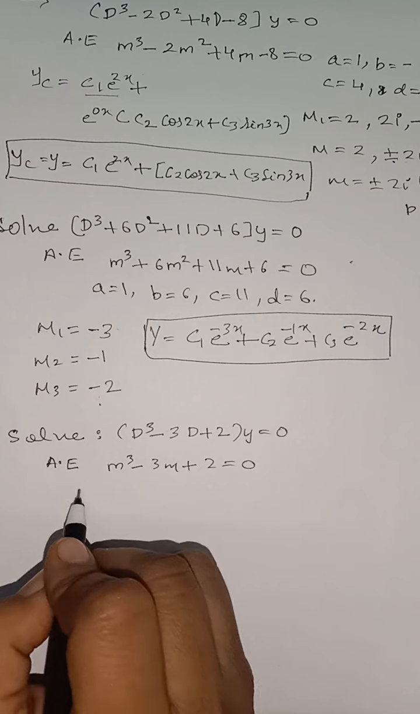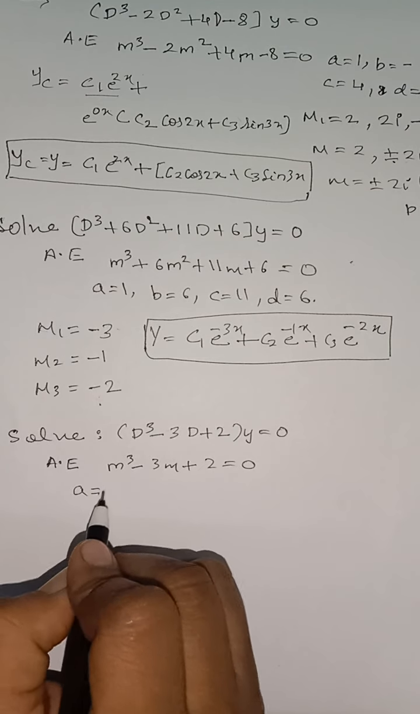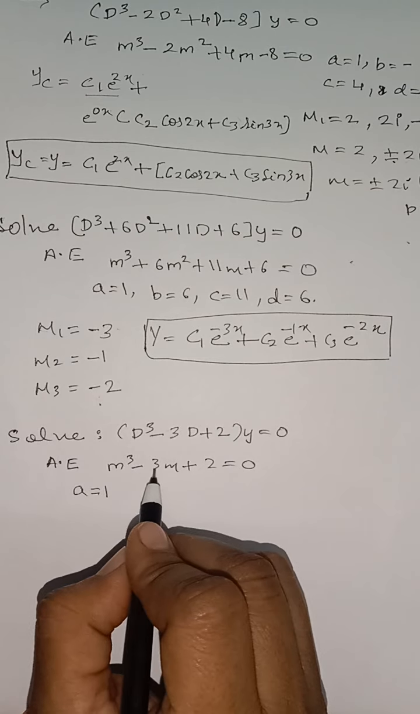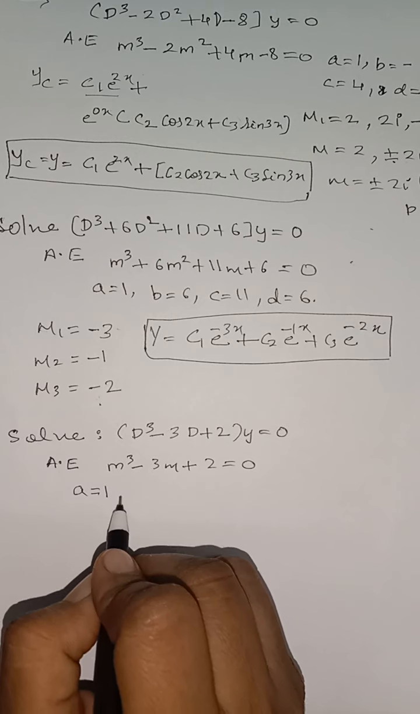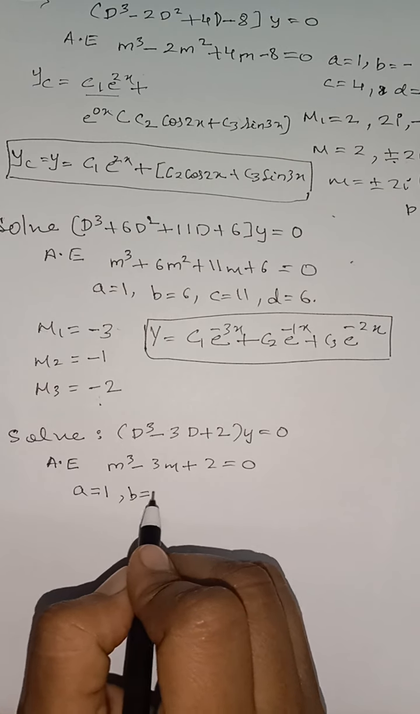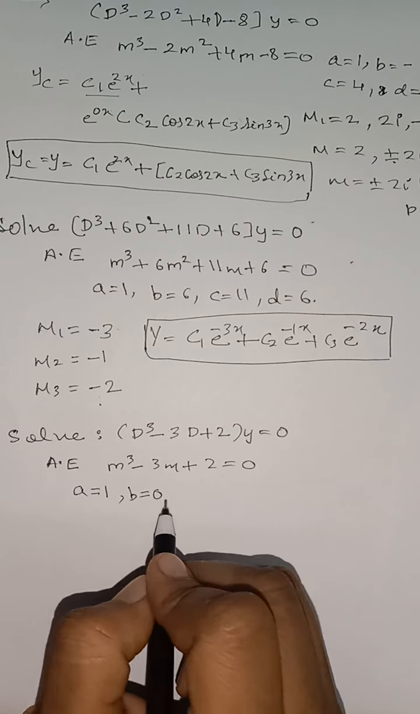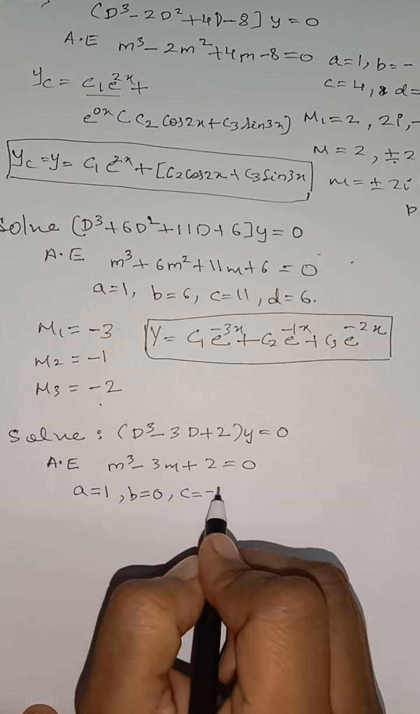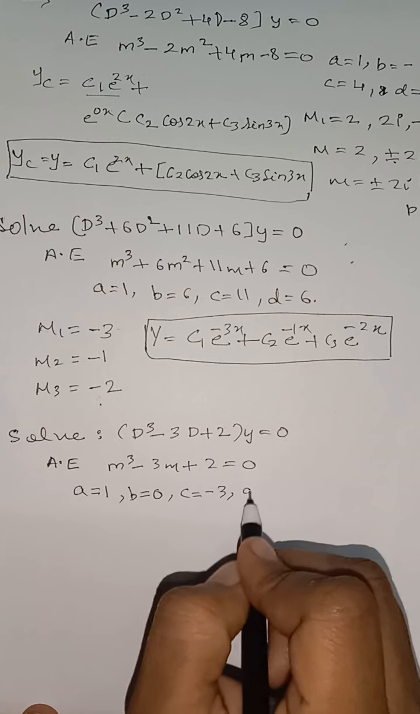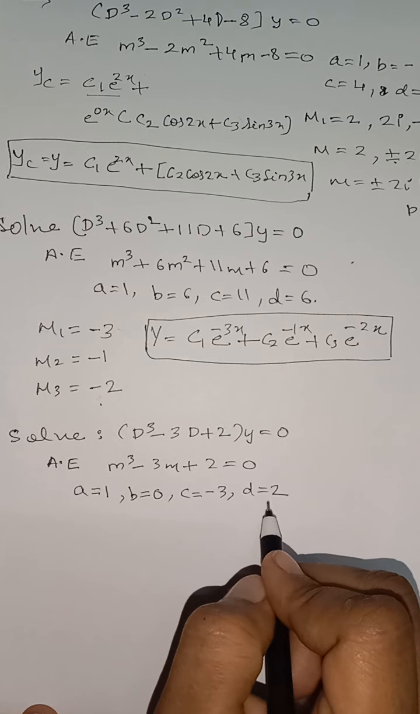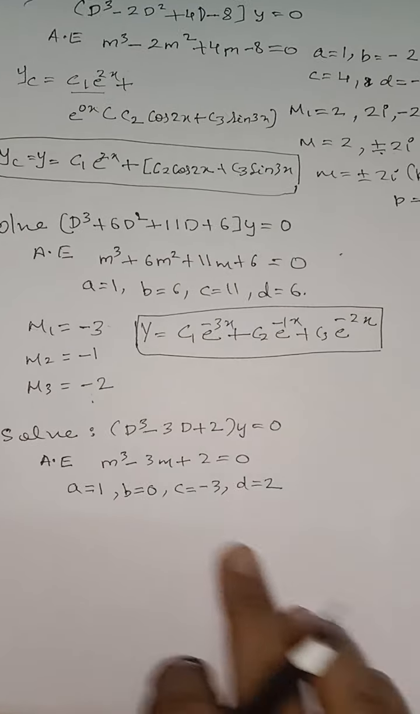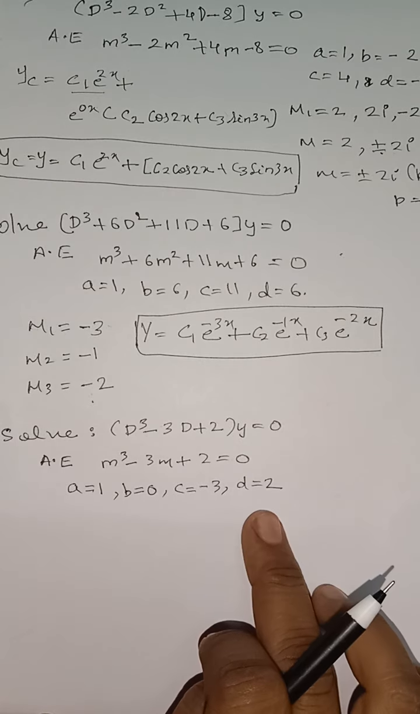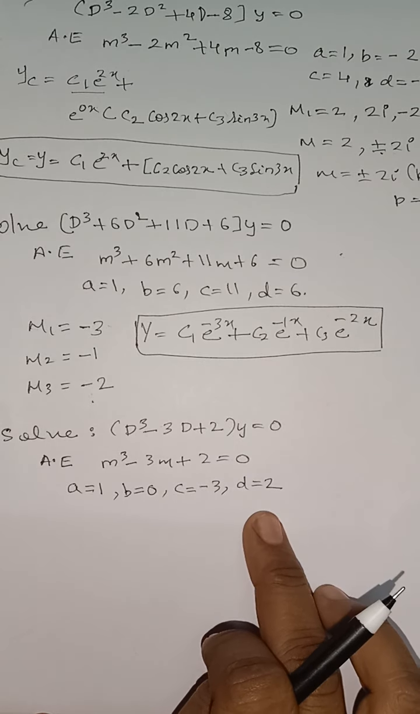Therefore, the m cube coefficient will give you the value of a, and that is equal to 1. Then what about m square? We don't have m square. Therefore, the coefficient of b, or the value of b, is 0. Then the m coefficient is minus 3. So c is equal to minus 3. And the value of d is equal to 2. Right? So like this, you should write the values of a, b, c, d properly.